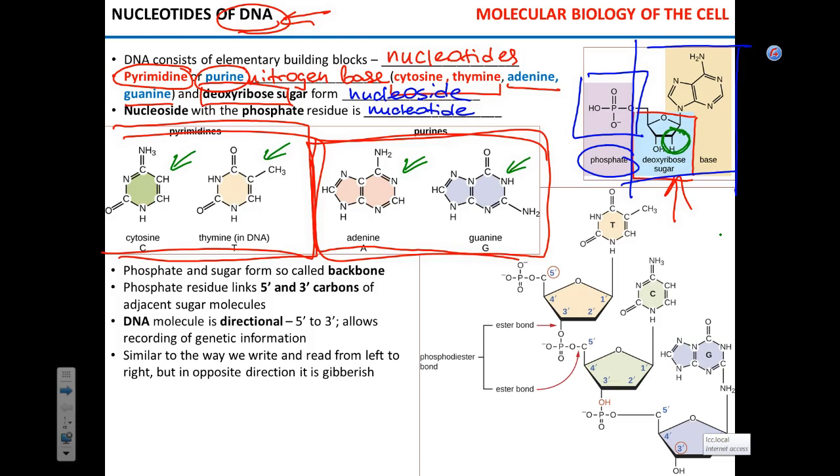Phosphate and sugar molecules form what is called a backbone, often called the sugar-phosphate backbone of the DNA molecule. Now, in the entire DNA molecule, each phosphate residue links the 5 prime and 3 prime carbons of the sugar. Again, I'm answering unasked questions. Why the heck is there a prime? Can anybody tell me why the numbers of the carbons in the sugar residue have a prime?